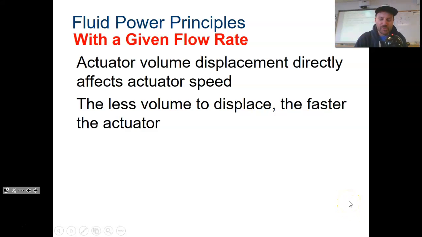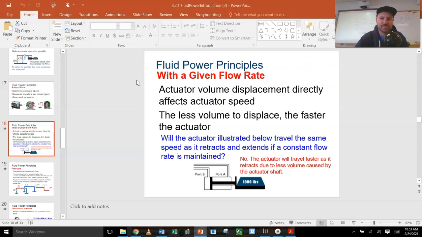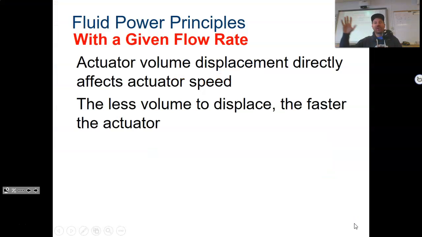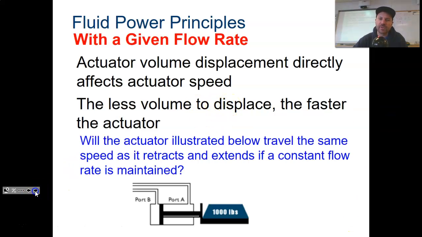So the actuator volume. What they're saying here is the volume displacement directly affects the speed. So if you want an actuator to go fast, a smaller volume is needed. The bigger the actuator, the faster you have to pump it to make it go out. Maybe I need to go 2 feet in 1 second. But the question is, how much volume do you have to fill to make that actuator go forward? The less volume that you need to displace, the faster this actuator is going to be.